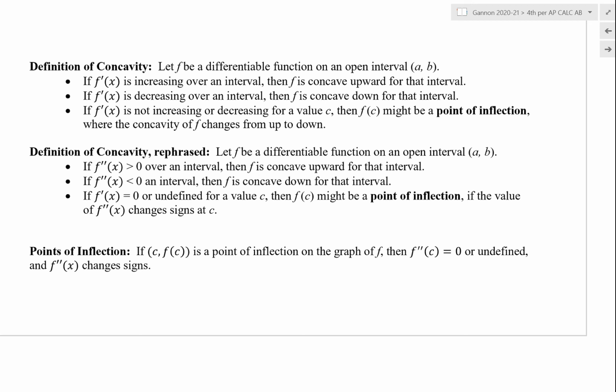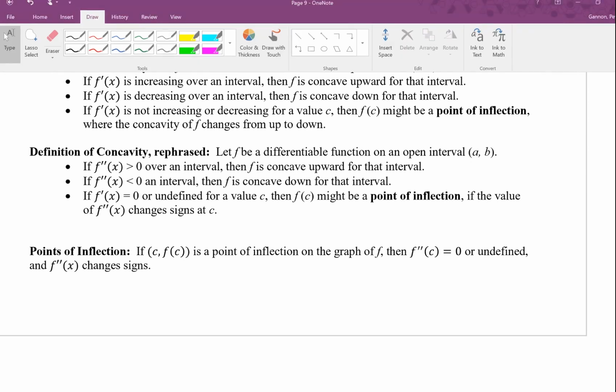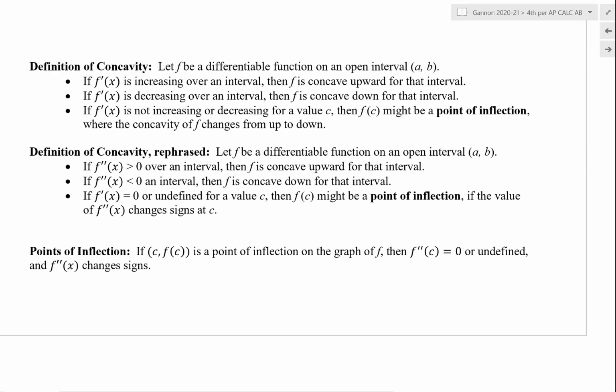If the derivative f prime of x is not increasing or decreasing at the value c, then f of c might be a point of inflection. Now, a point of inflection is where the graph changes concavity from either concave up to concave down or vice versa. So if we're looking at it from that standpoint, we need to know, is the derivative increasing or decreasing? And that's not always the easiest thing to determine. Another way to rephrase that is to think about it in terms of the second derivative.